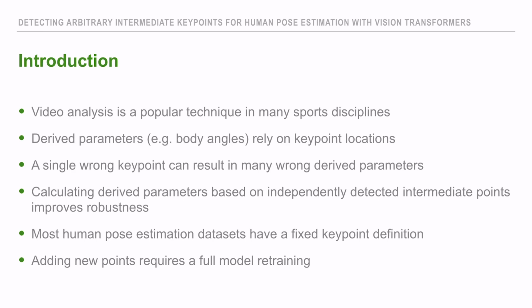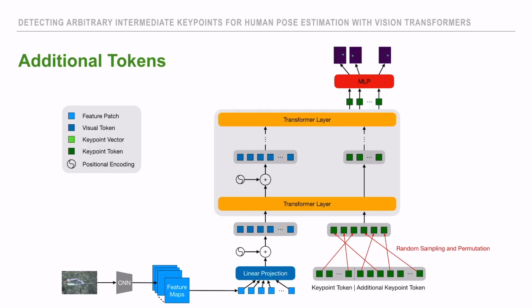Most human pose estimation datasets only have a fixed set of key points, and for most human pose estimation models, adding new points requires a full retraining of the model. The first naive approach is to add more key points. We use TokenPose, a vision transformer architecture, as a base model because transformer architectures can deal with input sequences of various length. For each fixed and additional key point, a learnable key point token is created.